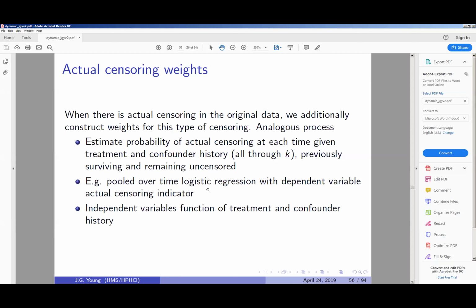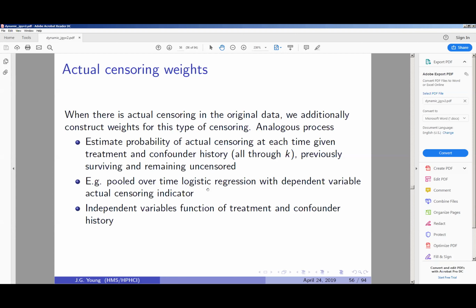Of course, there's an analogous procedure for actual censoring. So when there's actual censoring in the data, again, in our example, individuals were censored when they had 12 months without a lab visit.